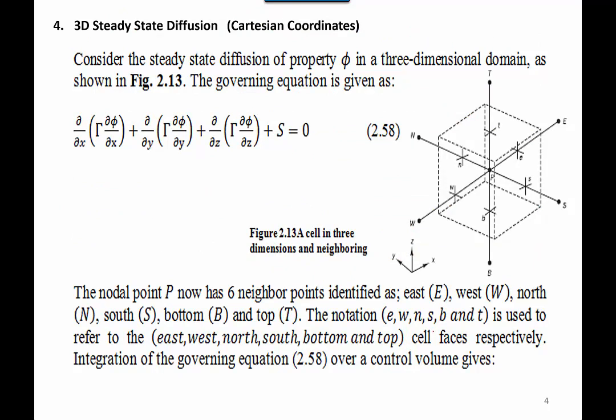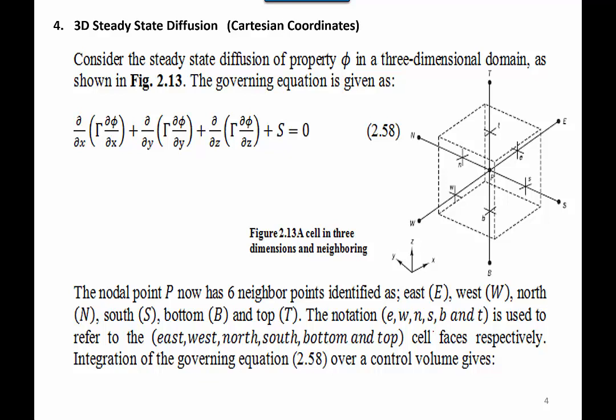Now we will focus on the three-dimensional case study, steady-state diffusion for the Cartesian coordinate, and therefore we will see the control volume will look like Figure 2.13, which is a small rectangular shape body.